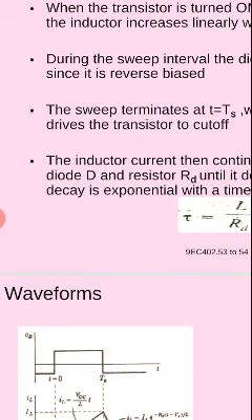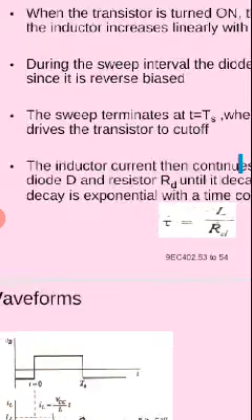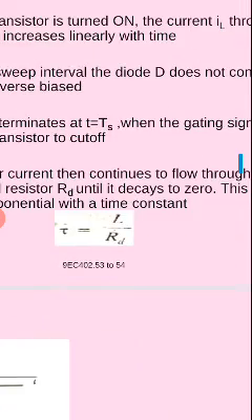This decay is exponential with a time constant tau equal to L by RD.